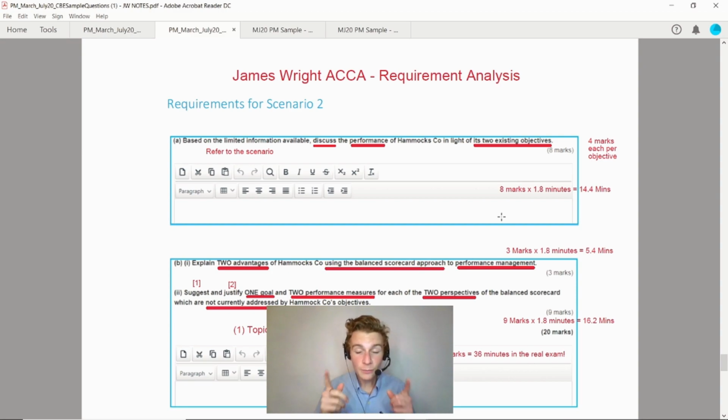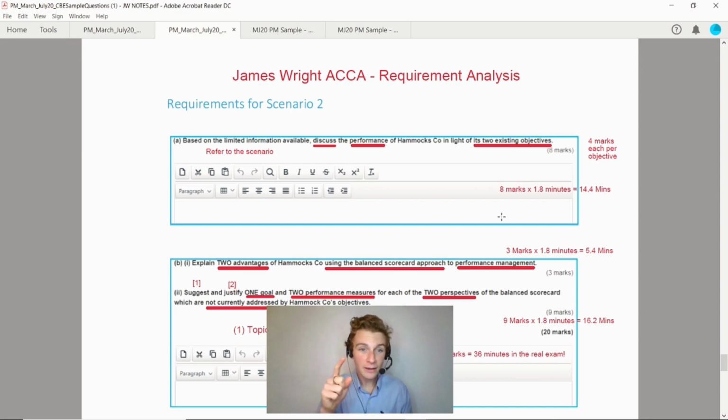This is worked out on 180 minutes in the exam divided by the 100 marks, so give or take. Yes, I know as well you have a 15-minute reading time, but this is a really good indication because time management is critical to this exam.